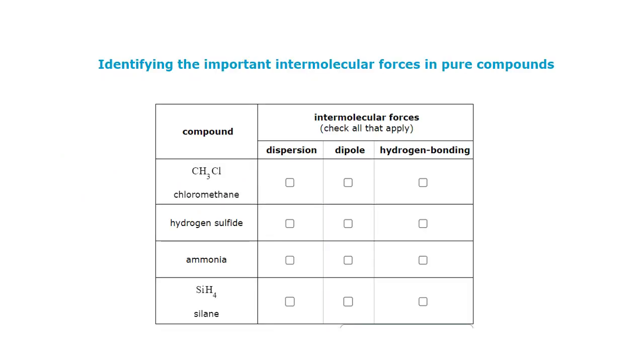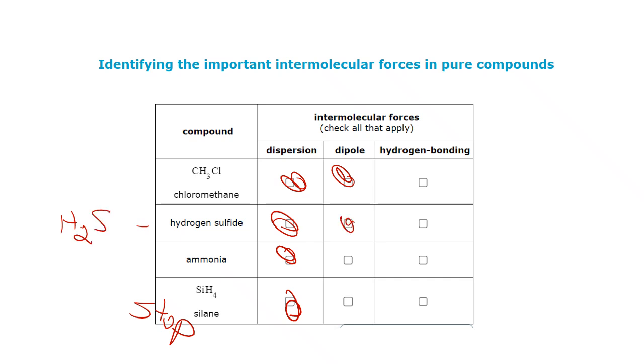So if we look at these here, we know all of them have dispersion. So like we said, even nonpolar compounds have dispersion. And since the nonpolar one is nonpolar, we stop at dispersion. Hydrogen sulfide, H2S, that's bent. So we know then H2S is polar, ammonia is polar, ammonia is NH3.